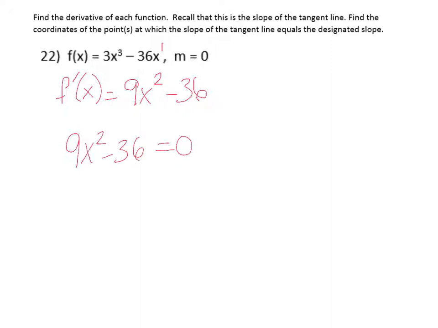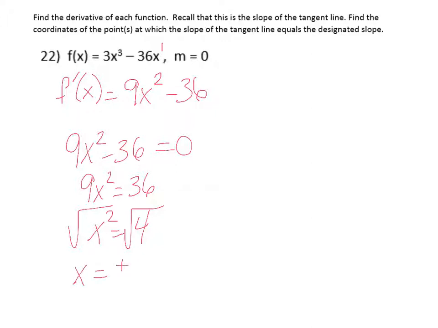Different ways to solve this. I'll go ahead and add the 36 and divide by the 9. And then I'm going to take the square root of both sides. And you have to be careful here, because when you square root this, don't forget that plus or minus. That means the slope of my tangent line here is going to be 0 at two different places. It's going to happen at x equals 2, but it's also going to happen at x equals -2.